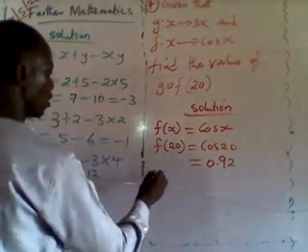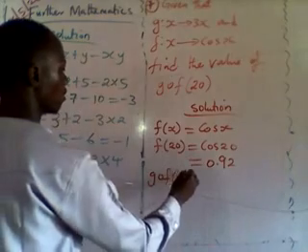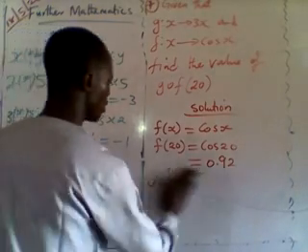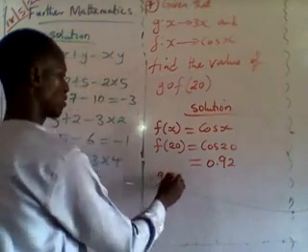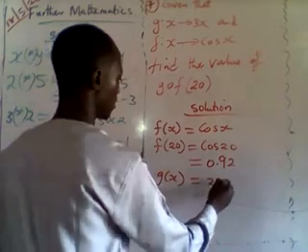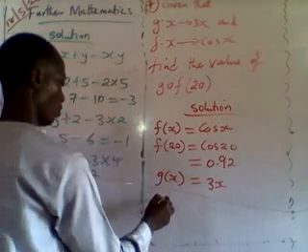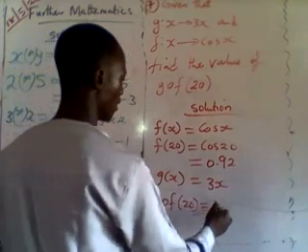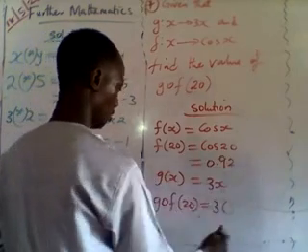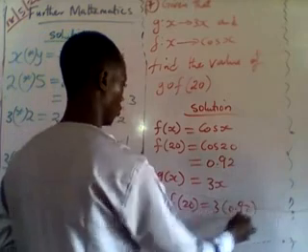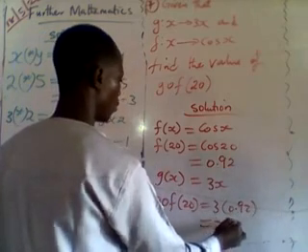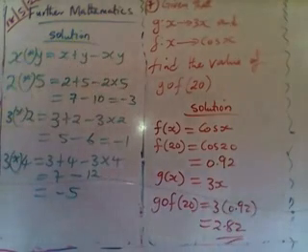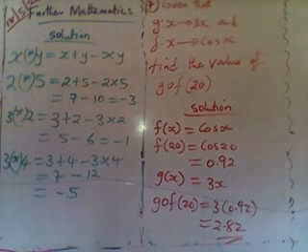So g of f of 20 will now be equal to what? Because g of x is the same thing as 3x. So g of f of 20 will now be 3 into bracket 0.92, and you are going to have 2.82. You press your calculator very well. That is what you are going to have. So that is that.